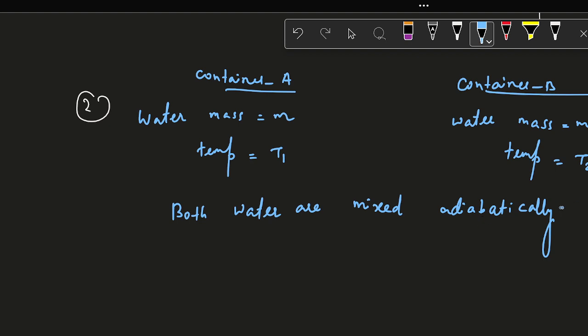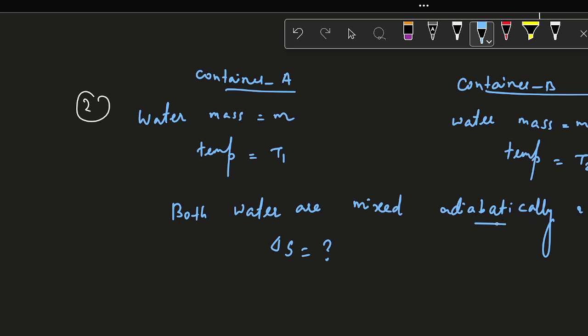Okay, so both water are mixed adiabatically and isobarically. So in that case, what will be the change in entropy of the universe? That is what is delta S. And I think adiabatic and isobaric means what they mean.